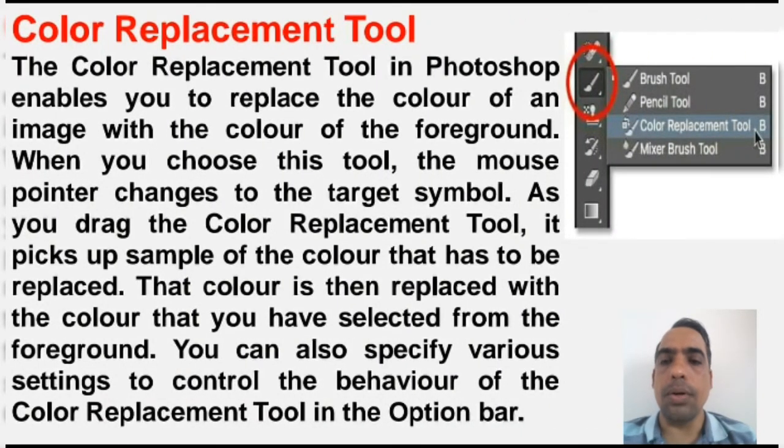Color replacement tool. The color replacement tool in Photoshop enables you to replace the color of an image with the colors of the foreground. When you choose this tool, the mouse pointer changes to the target symbol. As you drag the color replacement tool, it picks up a sample of the color that has to be replaced. That color is then replaced with the color that you have selected from the foreground. You can also specify various settings to control the behavior of the color replacement tool in options bar.